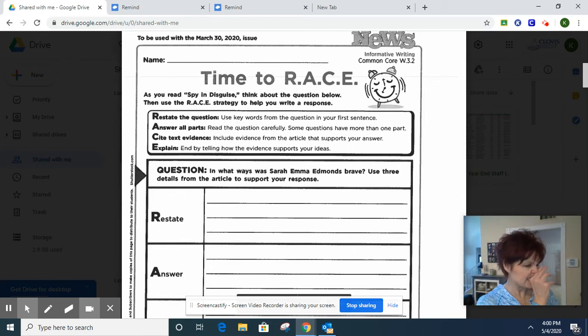Does it explain that in more detail? No, it doesn't. It just used her idea of being a spy when she sold cakes. Okay, and then she also was maybe brave when she disguised herself as a man to join the army. So any of that will work, and you can use some of your own ideas.